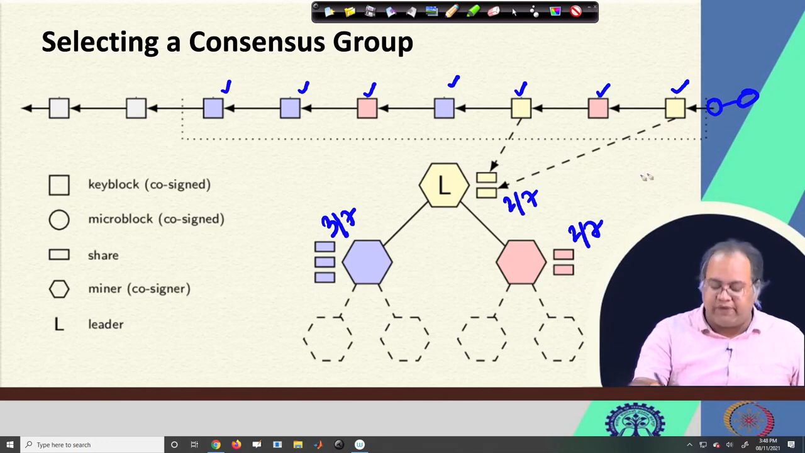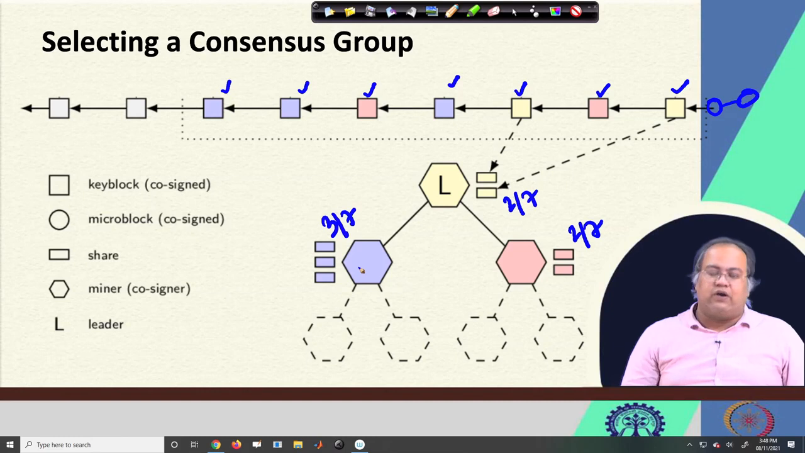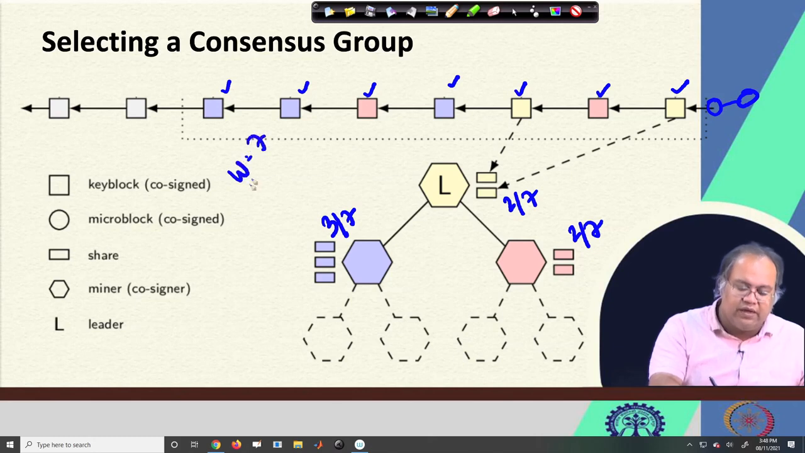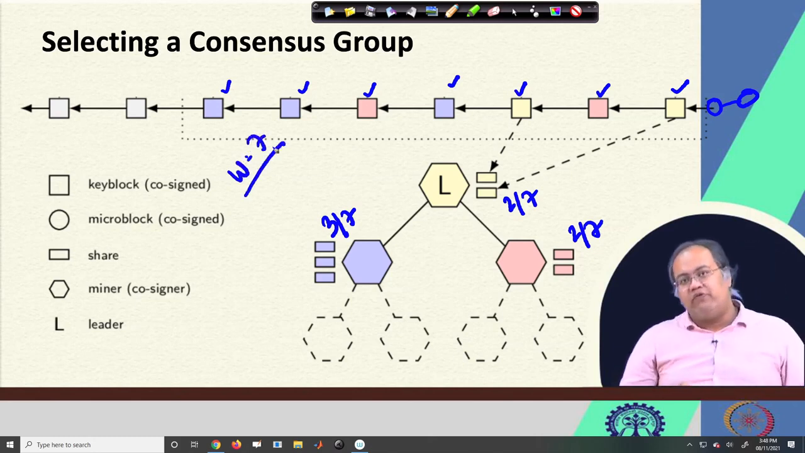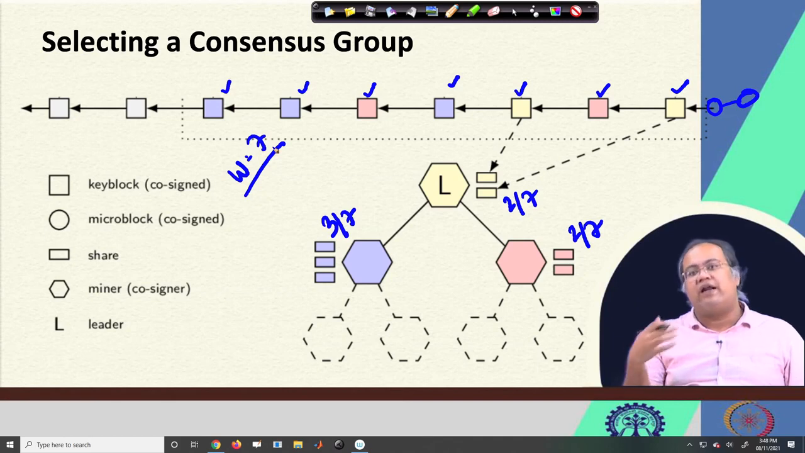So, these microblocks will be validated by this set of miners who will form that consensus group. Now, here you see that as I make progress, if I just think about my window size being equal to 7, that means this window is continuously moving, and that way the tree structure is getting changed, and the participants in the PBFT consensus group are getting changed.